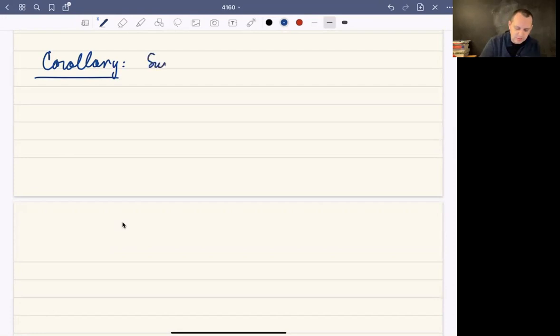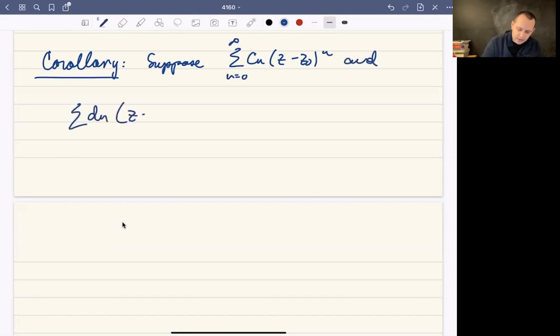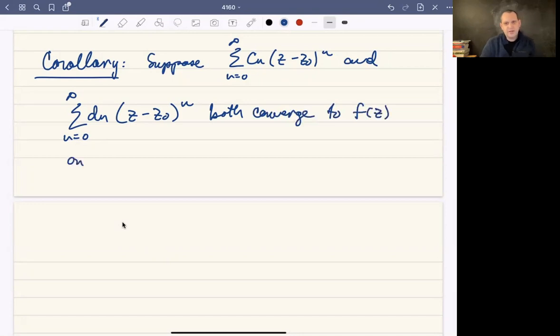Suppose that we have two power series. We have a power series sum of c sub n, (z minus z naught) to the n, as n goes from 0 to infinity. And suppose we have another power series, sum of d sub n, (z minus z naught) to the n, as n goes from 0 to infinity. And suppose these both converge to f on some disk. So they have some radius of convergence. Inside the radius of convergence, they both converge to f.